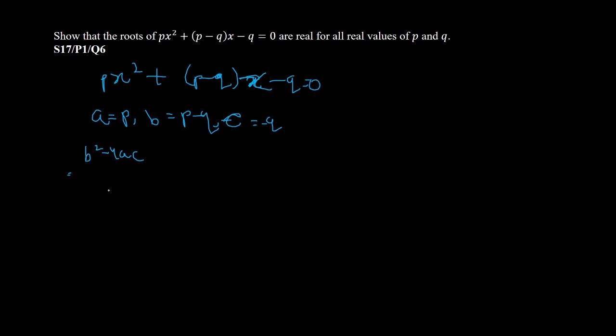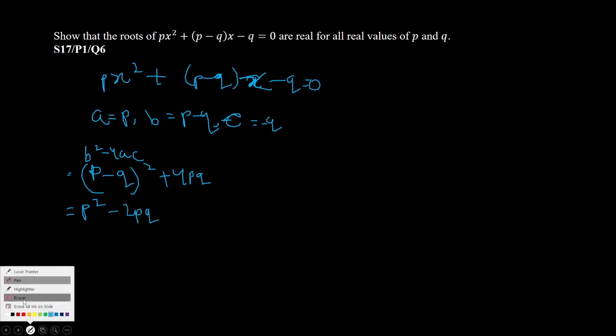So we have (p minus q) whole square minus 4pq. So it's going to be not minus 4pq, it's going to be plus, because we have a minus already here, and minus times minus is going to be plus. So it's going to be like this. So therefore we have p square minus 2pq.